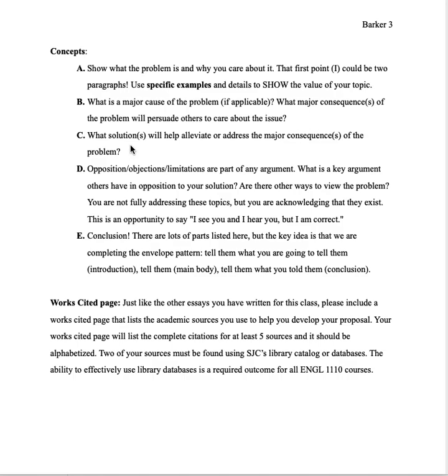And maybe there are 10 options. And obviously we can't write about everything. So maybe you pick your top 4 and you write about those.